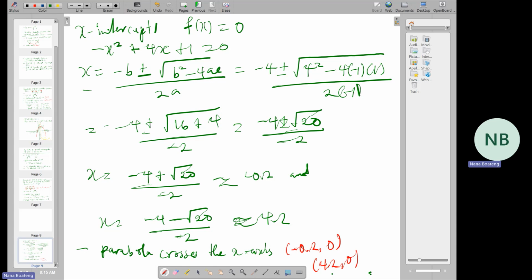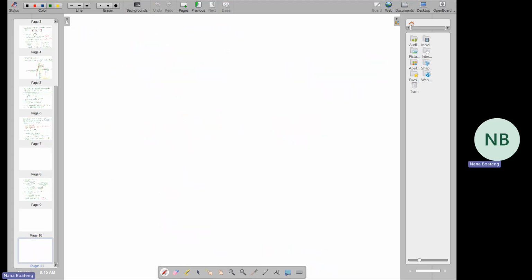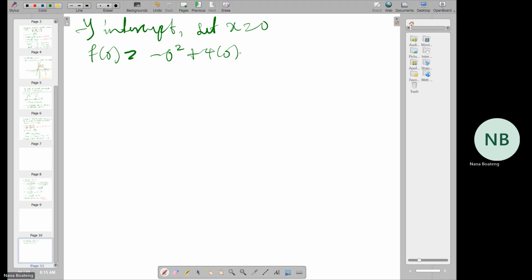Okay, so next let's find the y-intercept. For the y-intercept, we set x to 0. So that would be f of 0 is equal to minus 0 squared plus 4 times 0 plus 1, and this equals 1. So the y-intercept point is 0 and 1. All right, so we have all these points now, so we can plot our parabola now.